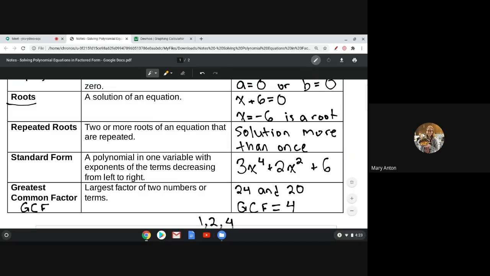We're going to use this concept today to talk about factoring polynomials. So we're going to use this concept and apply it to polynomials, which is what we've been learning about.